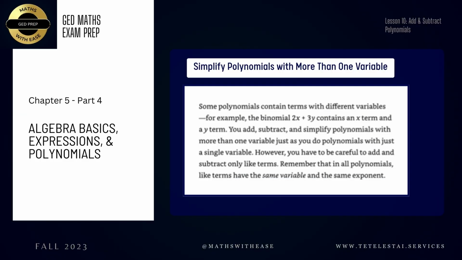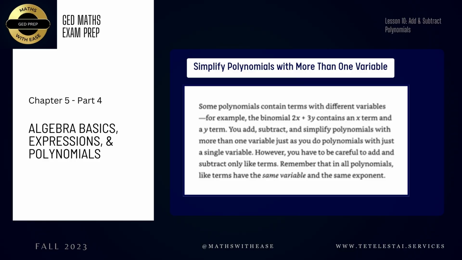Okay. Some polynomials contain terms with different variables. So for example, the binomial 2x plus 3y, and again, this is a binomial because it has two terms. 2x is the first term, and 3y is the second term. So when you hear term, or if your test mentions term, just know that it involves a coefficient or a number next to a variable, or just a coefficient written on its own within the context of an expression, polynomial, binomial, or trinomial.